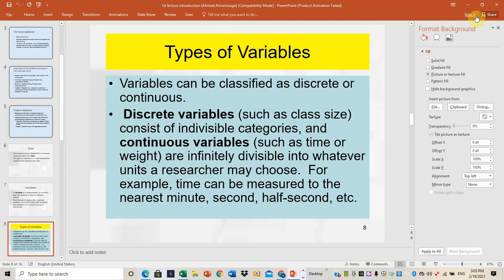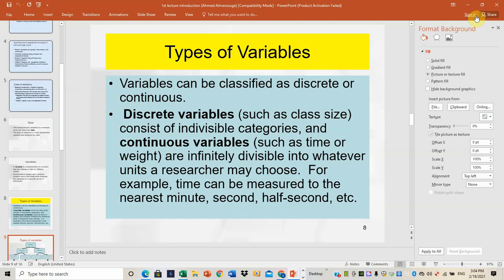Variables can be classified as discrete or continuous. Discrete variables, such as class size, consist of indivisible categories, and continuous variables, such as time or weight, are infinitely divisible into whatever units a researcher may choose. For example, time can be measured to the nearest minute, second, half second, and so on.